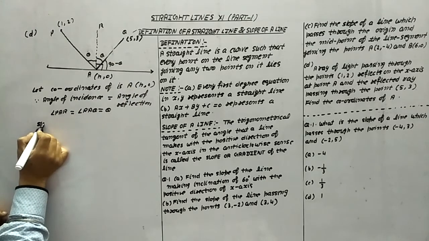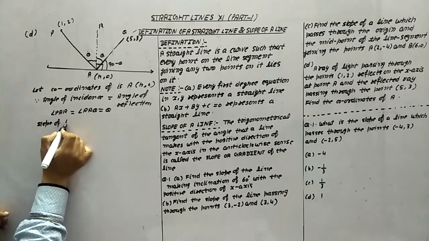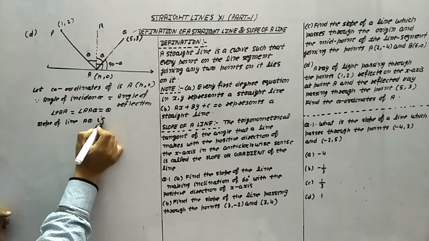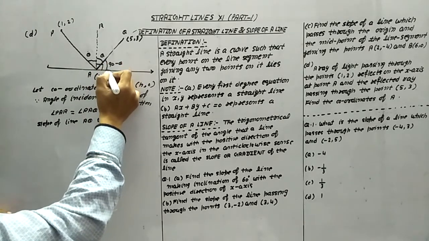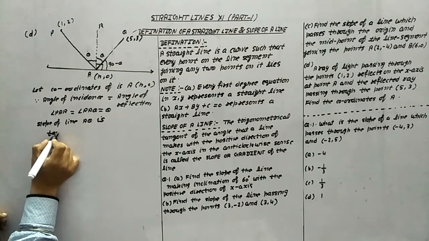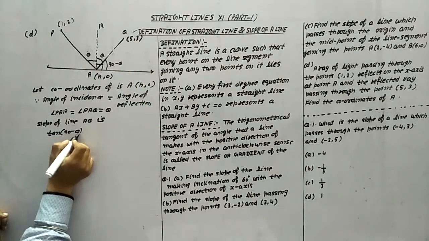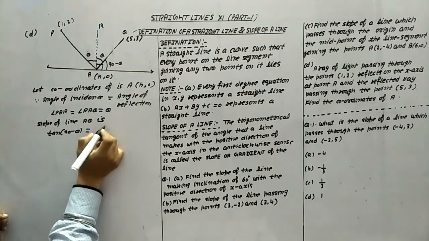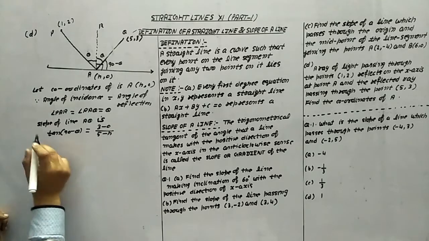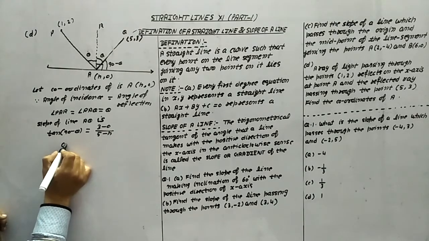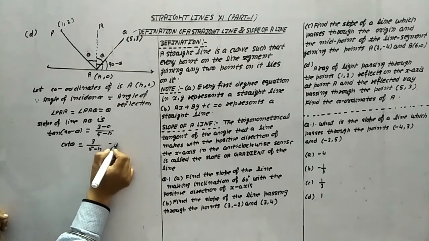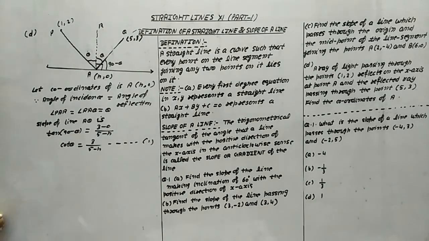Therefore, we can say the slope of line AQ is equal to, look at this, what is this angle with the positive direction of the x-axis? 90 minus theta. It means this is tan(90 - theta), which is equal to (y2 - y1)/(x2 - x1) = (3 - 0)/(5 - h). And you know very well tan(90 - theta) means cot theta, so cot theta = 3/(5 - h). This is equation number 1.